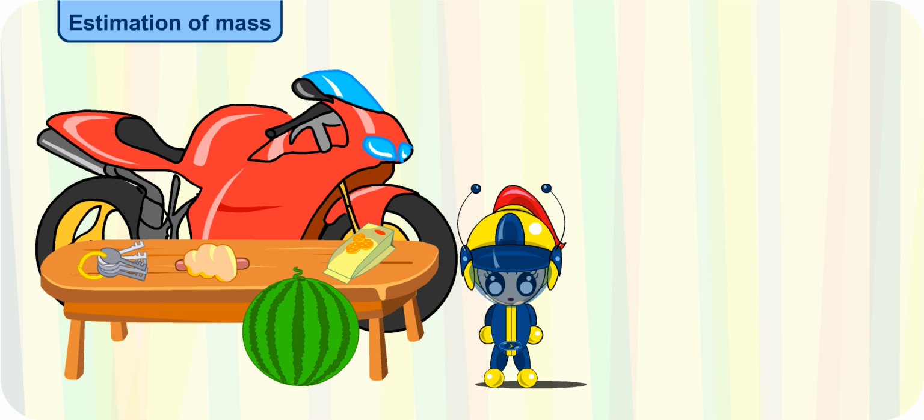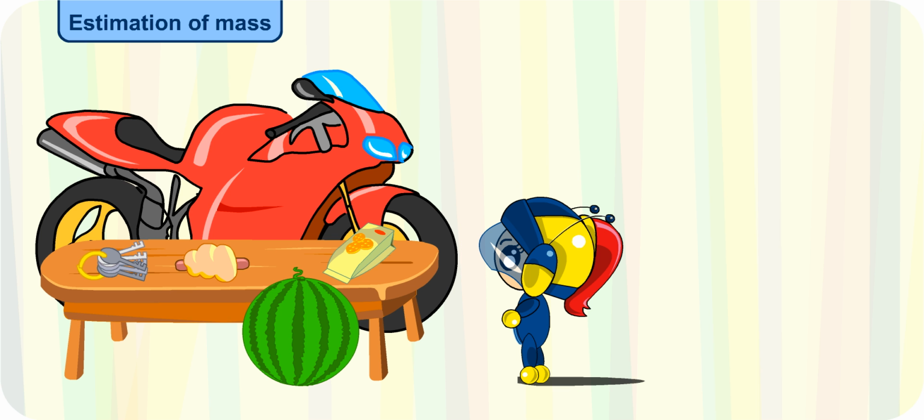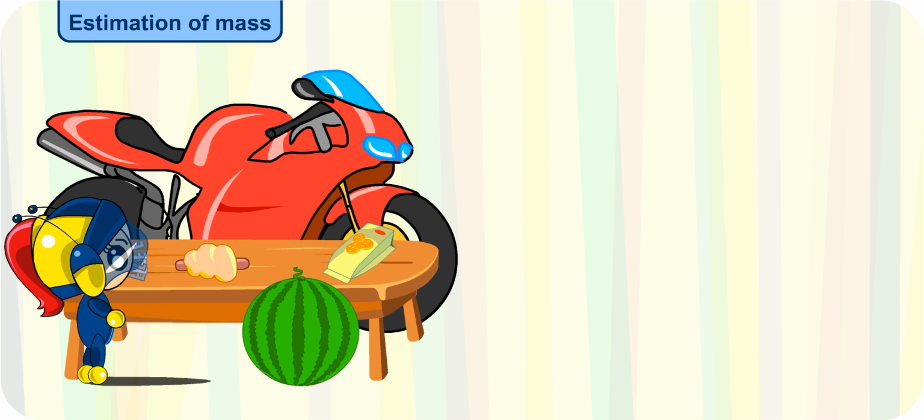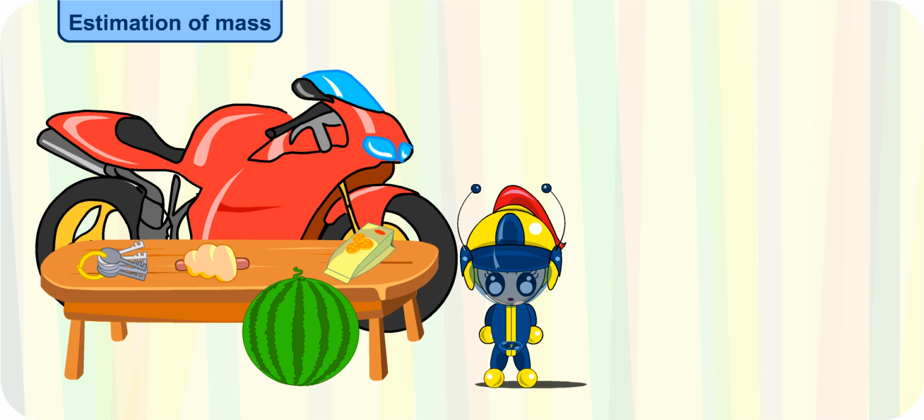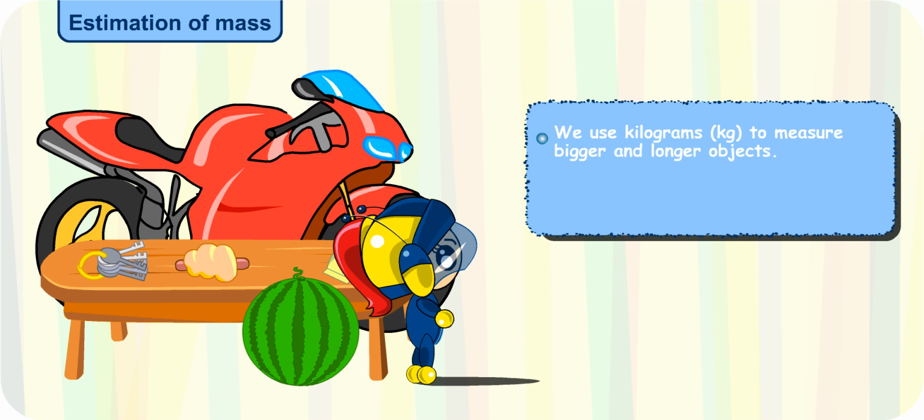Let's revise what you've learned today. When we want to know the masses of the objects we see and yet we cannot measure them, we can only estimate the masses. In order to do that, we have to remember that we use kilograms to measure bigger and longer objects, and grams to measure smaller and shorter objects.